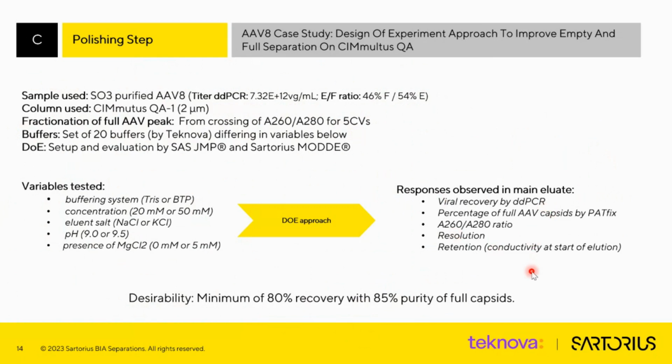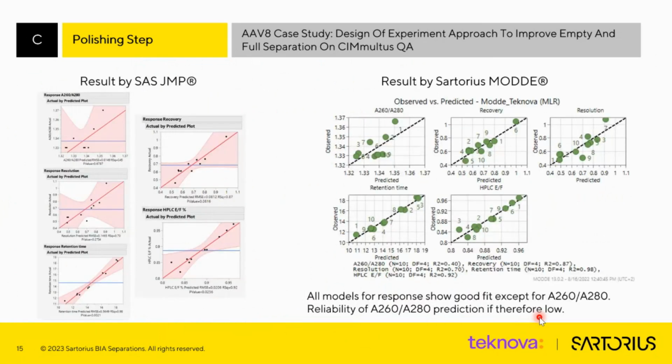The responses that we wanted to maximize were the recovery, the percentage of full, the ratio 260:280, our peak resolution, and also the retention of our AAV. For the threshold, we set that a minimum of 80% recovery is needed, and also 85% purity.